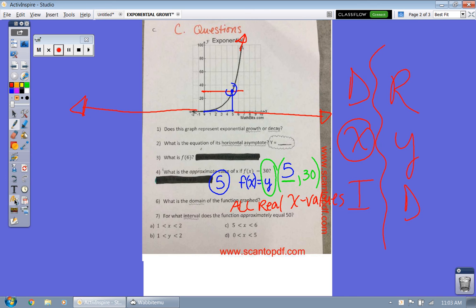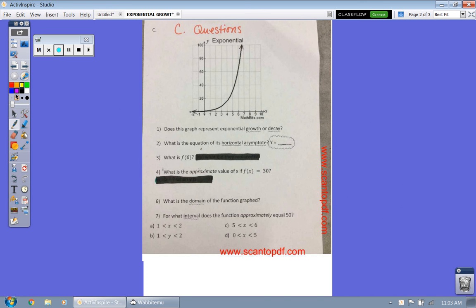Let's clean this up a little bit here. Number 7. For what interval? An interval, in kid-friendly definition, means between what two numbers does this function approximately equal 50? Okay, so it equals 50.